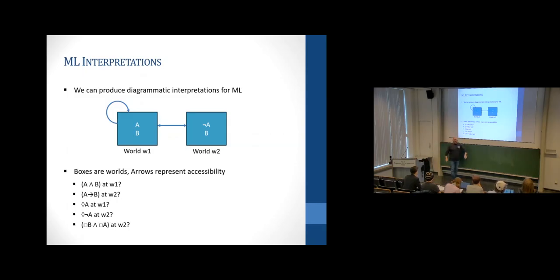Let's change the worlds. Is A conditional B true at world 1? Yeah. If we're looking at these kinds of sentences, all we have to do is look at what's going on in the world. And in world 1, A is true, B is true, so our conditional is true. So you always assume what is in the world is true? Yeah. If it's in the box, it's true. If its negation is in the box, it's false. So in world 2, A is false because not A is true.